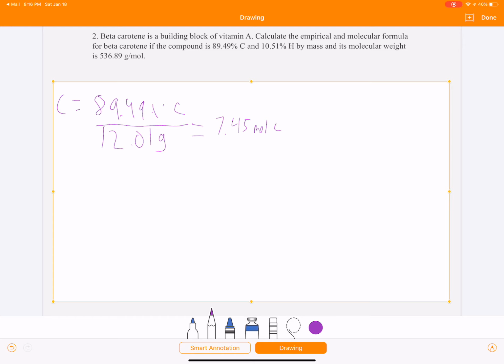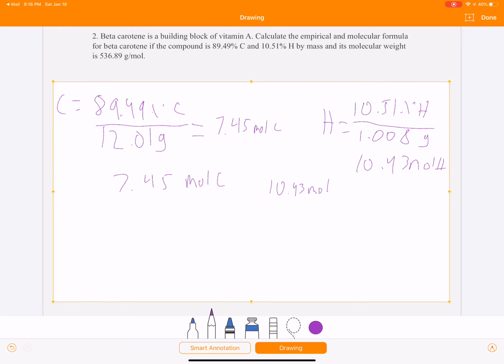Now we're going to do the same thing for hydrogen. We have 10.51% hydrogen, or you could say grams, but I'm just going to keep it with the percent. And each one weighs 1.008 grams, so we get 10.43 moles. So I'm going to bring this down here: 7.45 moles of carbon and 10.43 moles of hydrogen.